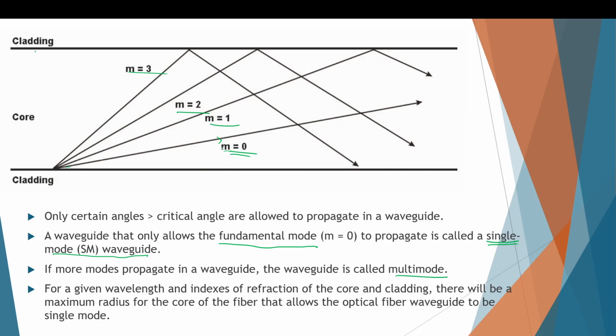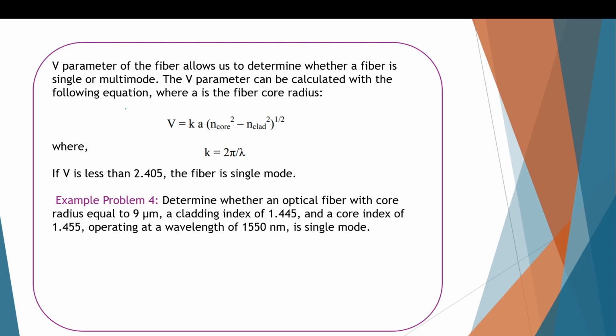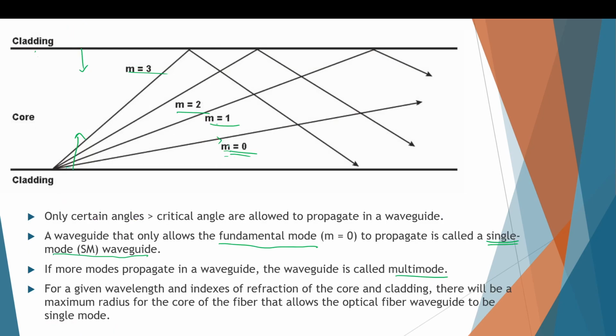So if I want only a single mode to propagate in my waveguide, I have to reduce the width of my waveguide. So for smaller waveguides, the other modes will be cut off. That is how we make a single mode waveguide, by reducing the dimensions of the waveguide. So let's see how we know if my waveguide is a single mode waveguide or a multi-mode waveguide.